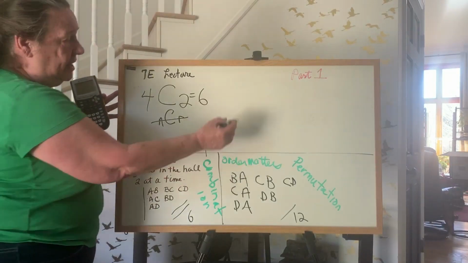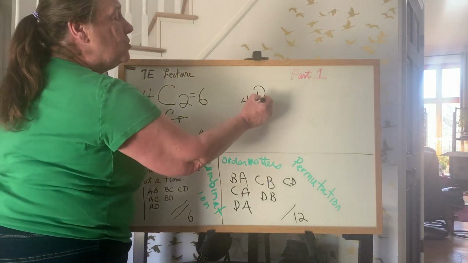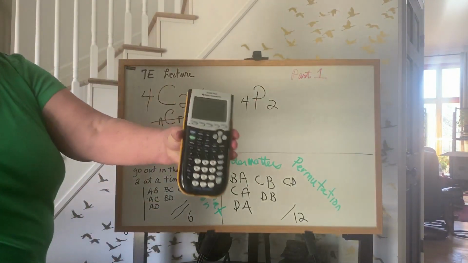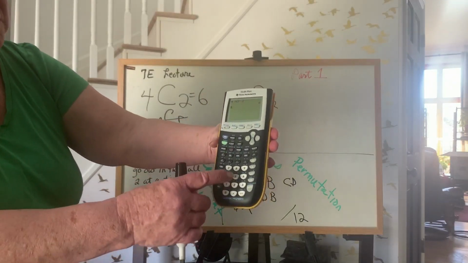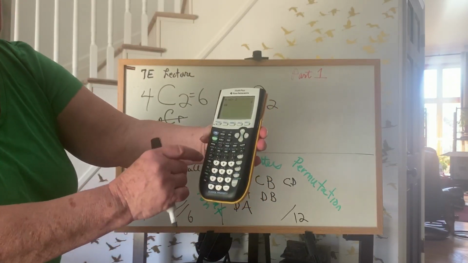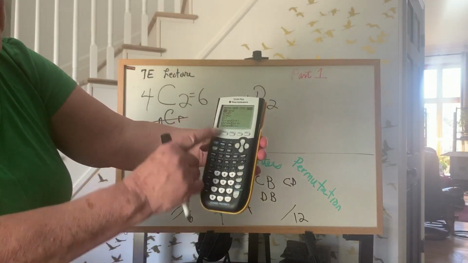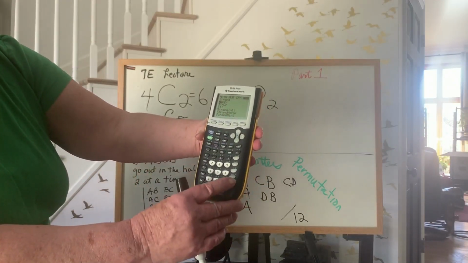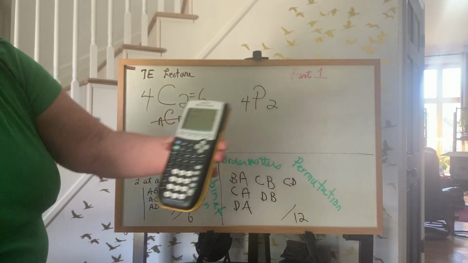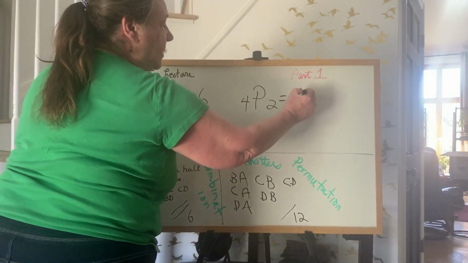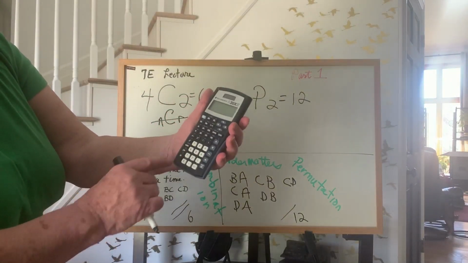Now this one, we're going to take 4, but because the order matters, we're going to permute it 2 at a time. So again, on the big calculator, I'll do the little calculator next. We're going to do 4, math, slide, slide, slide. Come on down to the P, that's just down 1. Hit enter, and then the 2, and the answer is 12.